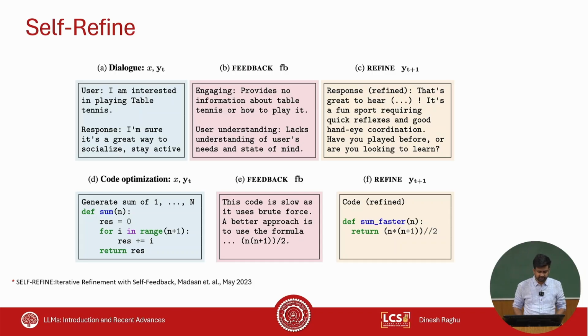Same thing goes with code optimization. You generate the code. Here, in your evaluator, you can also say that when you generate the code, make sure that the code has the best time complexity, or things like that. So then the model says that for this particular task, generating the sum of n numbers, the code is slow as it uses brute force. A better approach is to use the formula directly for the first n natural numbers. So the refined code would then look like this, which is a bit better along the dimensions that you wanted it to get better.